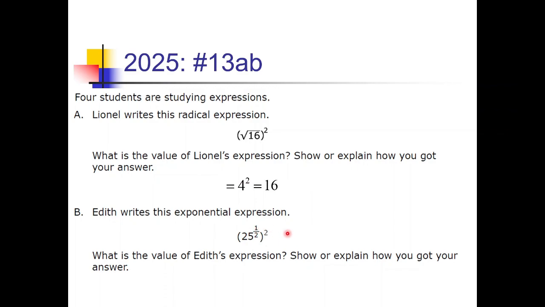Another way to do this would be using properties of exponents. We know that when we raise one power to another like this, or an expression with a power raised to a power, we are multiplying the exponents. So this is really 25 to the 1/2 times 2. Now we know that 1/2 times 2, the 2's cancel, that's just 1. So this is really just 25 to the 1, and anything to the 1st power is itself. So this is another way of doing it.